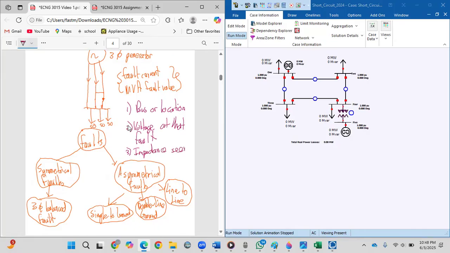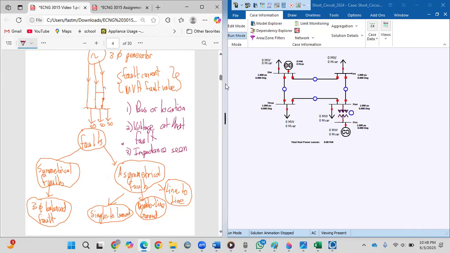seen. The impedance seen is important because if you have a larger impedance seen, you have a smaller fault current. Remember, V is equal to IR, so I will equal V over R. If you were to decrease R, you'll be increasing your fault current. So the further away from the generator you go, the impedance will increase and thus the fault current will decrease. But the closer the fault happens to the generator, the higher the fault current will be, because you have less impedance separating the two of them.